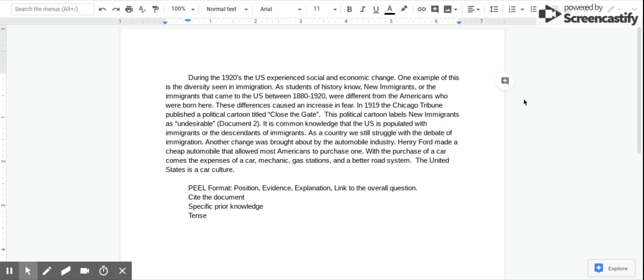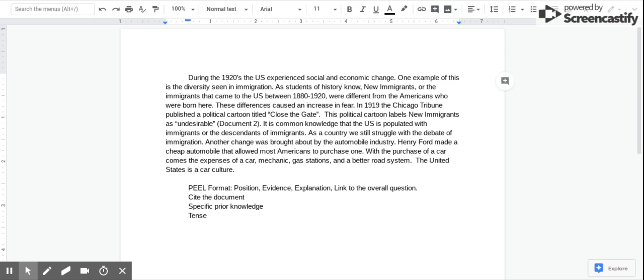Hi guys. What I need you to do right now is make sure that we have our PBA packets out and open to page 4 so that we can take a look at the prompt. I've written up a quick sample of what your paragraph should look like. You'll have your own voice in there, and that's fine.